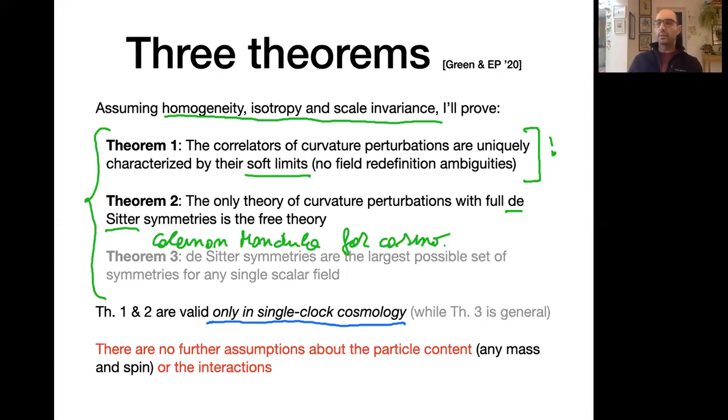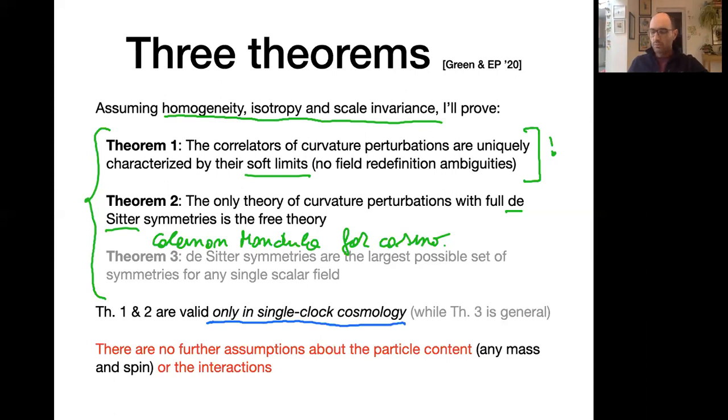We have, in some sense, evidence in favor of single clock cosmologies because of the adiabatic nature of perturbations in the universe. And this is why many people look at single field inflation rather than multi-field. And so theorem one and theorem two will also involve this assumption. However, theorem three is general, is valid for any number of fields.